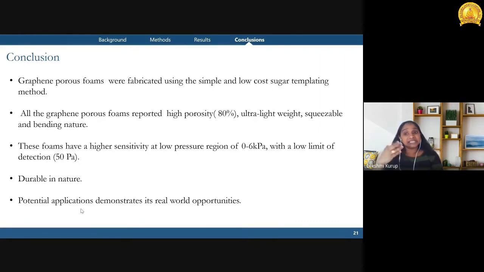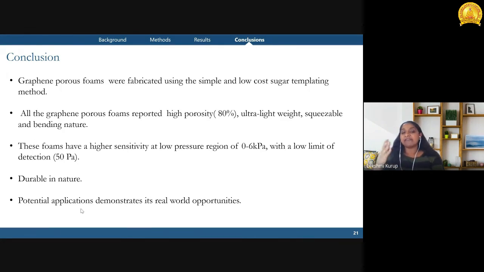Now, from this study, we can conclude that these graphene-based porous foams were fabricated using just a simple and low-cost sugar templating method. We can claim that it's a low-cost and simple method as we took the sugar templates which we buy from the grocery shops. And these graphene-based foams have a higher porosity of 80%, that is, the majority of it is air, so it's ultra lightweight, squeezable, and bendable in nature.